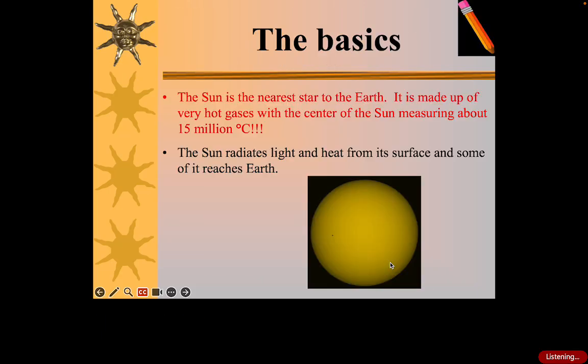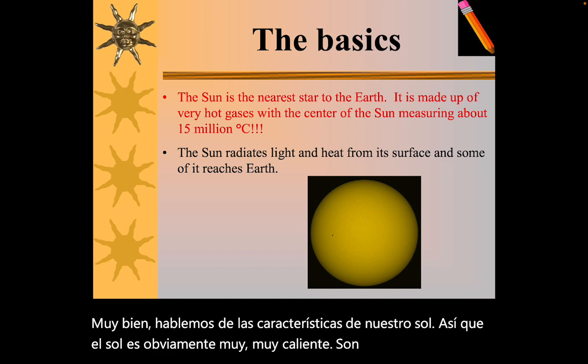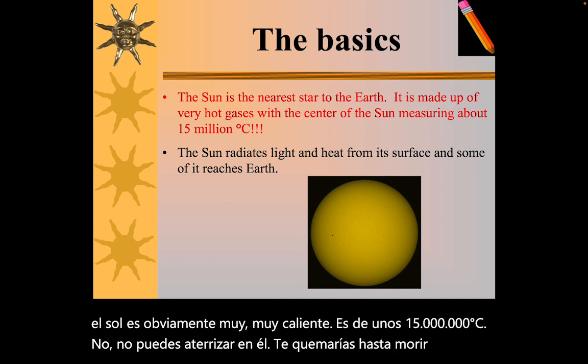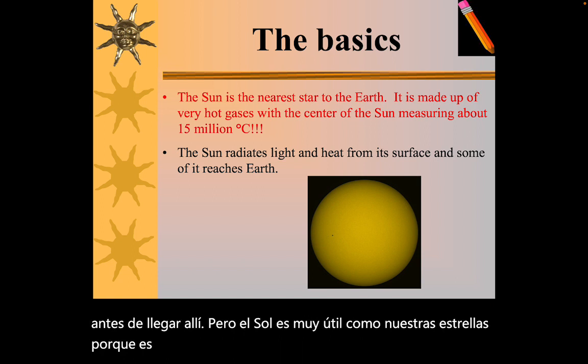Alrighty, let's talk about characteristics of our sun. So the sun is obviously very, very hot. It's about 15 million degrees Celsius. No, you cannot land on it. You would burn to death way before you got there. But the sun is very useful, as are all stars, because it is the very reason that we are alive and have heat and light on Earth.